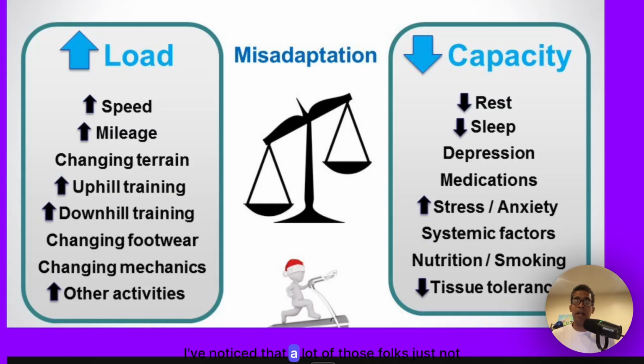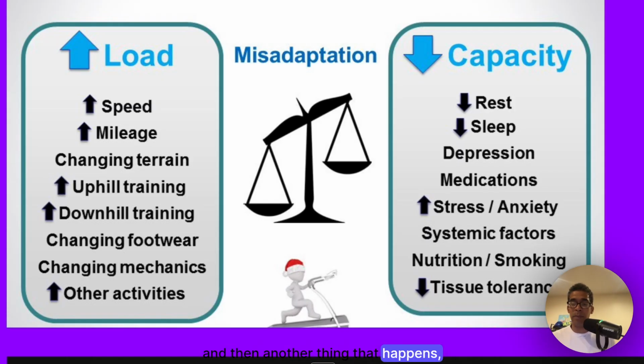However, I've noticed that a lot of those folks are just not properly recovering between the runs. That's one of the reasons why I'm a big fan of the 3 runs per week model, where you have more recovery days to allow your body to rest in between, right? You also need to rest and recover from your run workouts. And the problem is when you're doing so-called recovery runs, many folks aren't truly recovering. They're running them too hard and just adding more stress or load on the body.